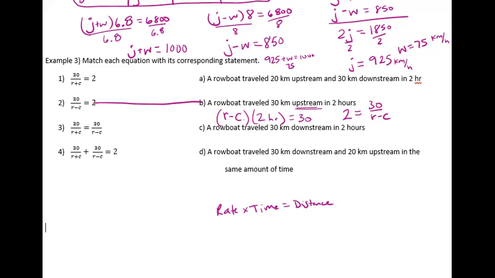What about a rowboat traveling downstream? That means it's going to go faster. So our overall rate, we want to add the current to it. It went in 2 hours and it went 30 kilometers. Again, we're going to divide by the R plus C. So we'll have that 2 equals 30 over R plus C. So that's going to be this one up here.